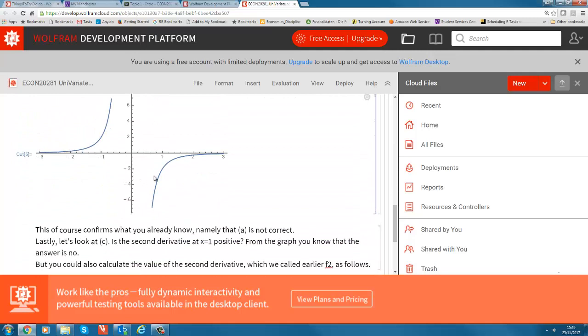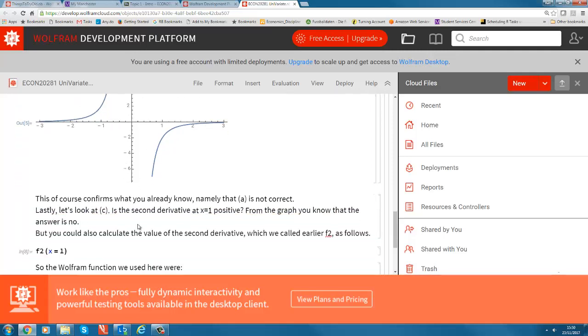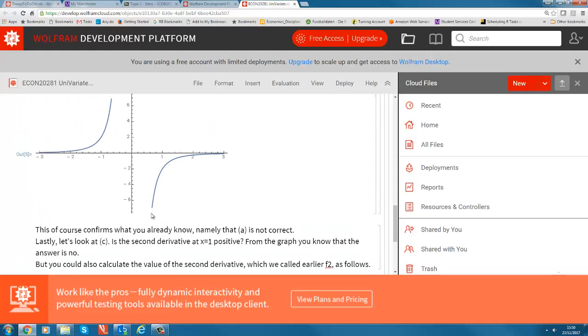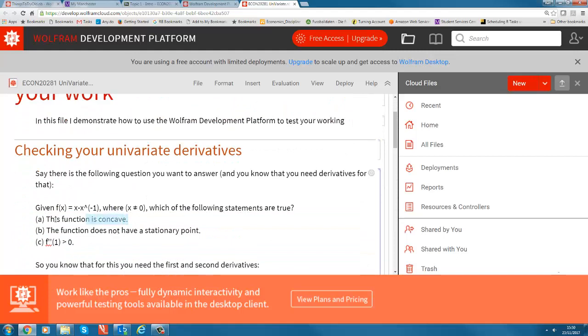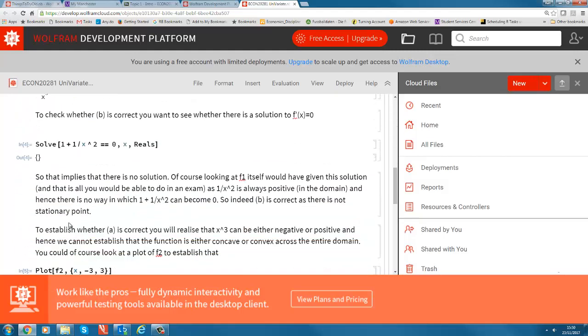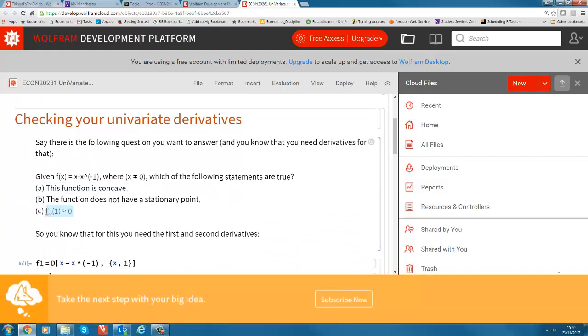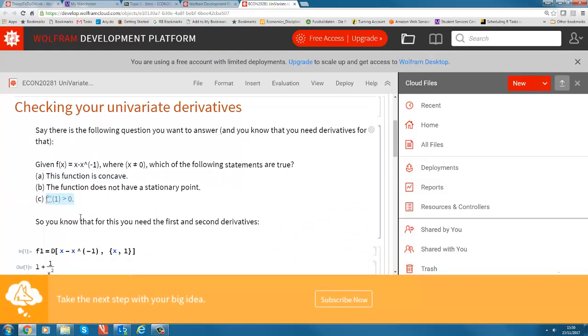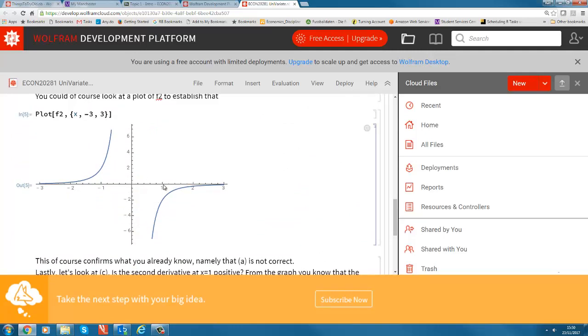And you can see it can take positive values. So here we're in positive range, here we are in negative range. It can take positive or negative values. So that means we cannot say that our function is concave. So that means A is false. Now, lastly, we want to know whether the second derivative at value 1 is larger than 0. We can already see from that graph, at value 1, our second derivative is actually negative.